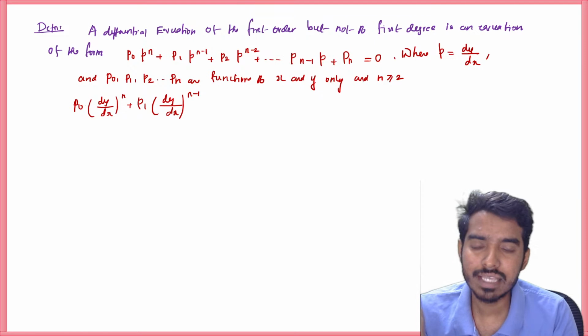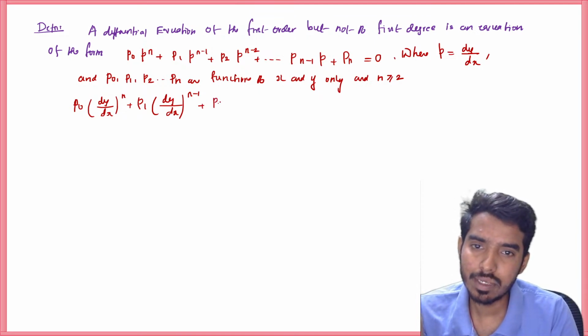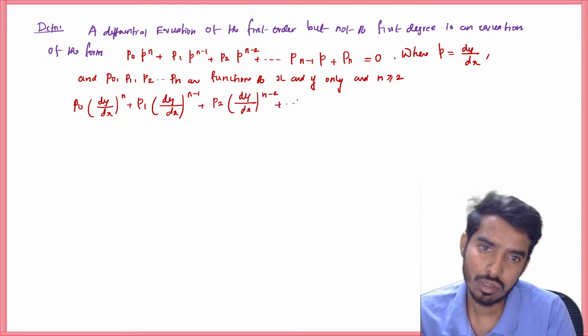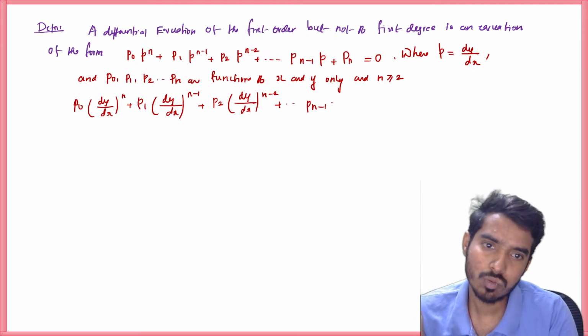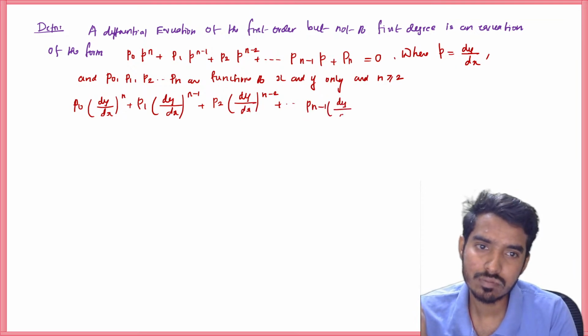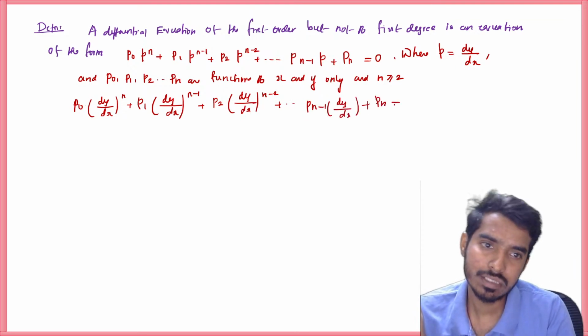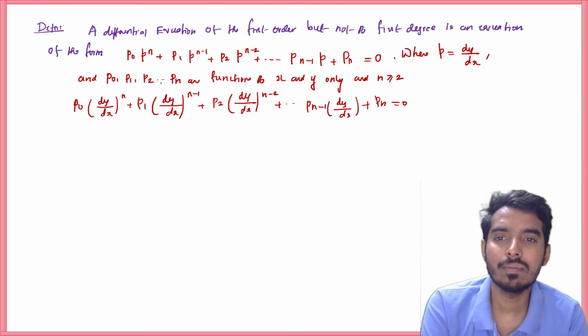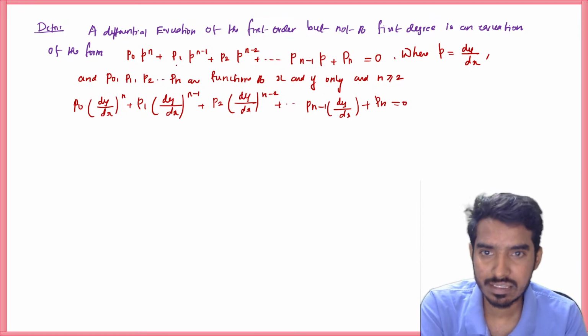Are functions of x and y only, and n is greater than or equal to 2. This will be p1 (dy by dx) whole power n minus 2, and so on, pn minus 1 is dy by dx, plus pn is equal to 0. Both are the same only, right? Because we represent the small p to be dy by dx, right?